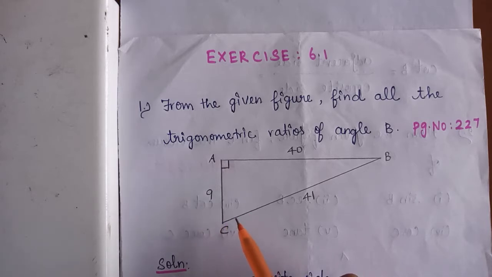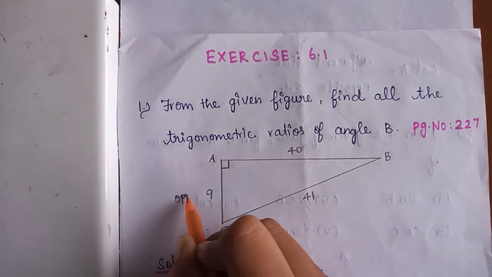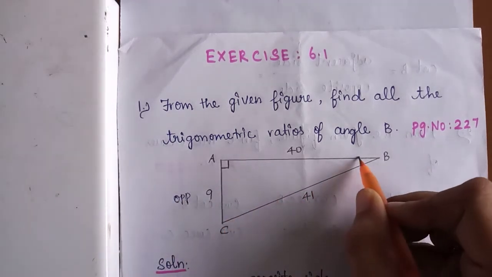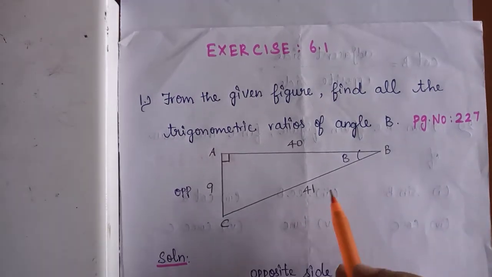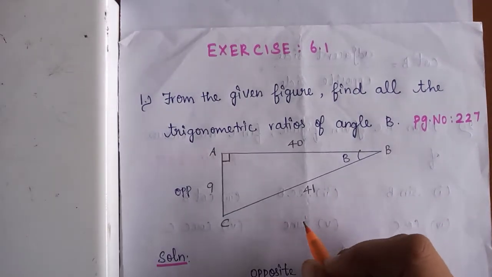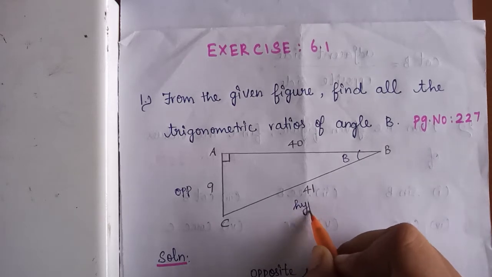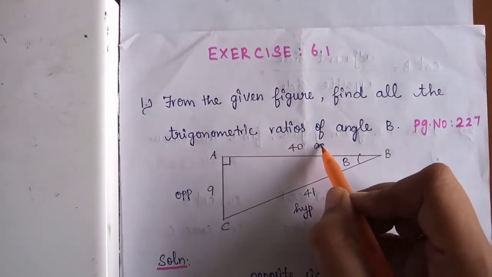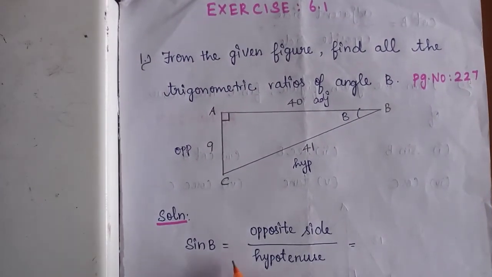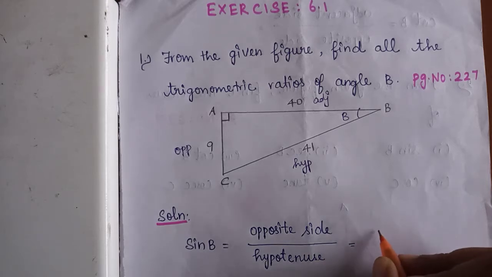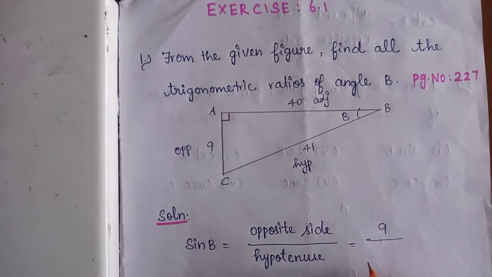So here the opposite side is 9. This is your opposite side because they said to find the angle B. So this is your opposite side and this is your hypotenuse. This is your adjacent side. So solution, sin B is equal to opposite side by hypotenuse. Your opposite is 9 divided by hypotenuse is 41.